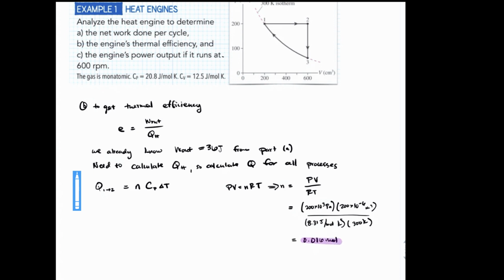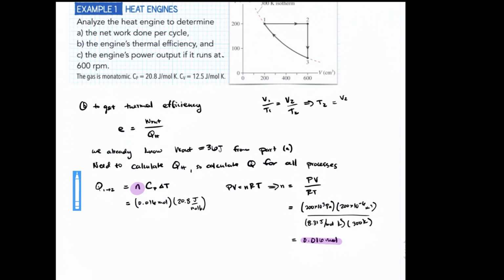And then we can plug that into our heat equation for process 1 to 2, which is our isobaric process. Okay, so we have 0.016 moles. We're going to multiply that by 20.8 joules per mole Kelvin, which is our CP, right, for a monatomic gas. So that's basically the heat capacity for a monatomic gas.